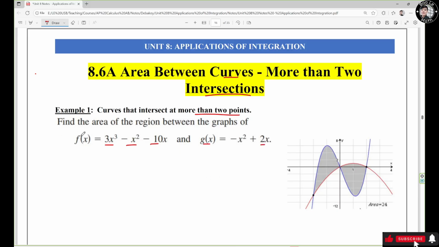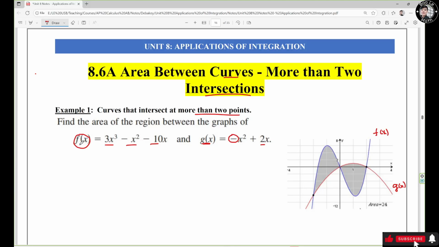Alright, so we're going to graph this one. This one is actually a cubic function, which is the blue one right here, f of s. And g of s is the quadratic function, the red one right here, g of s. Now you need to find the intersection between these two graphs, right?